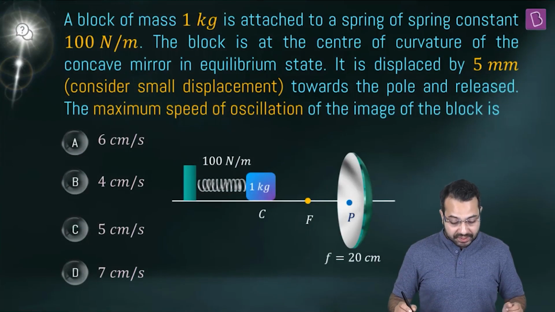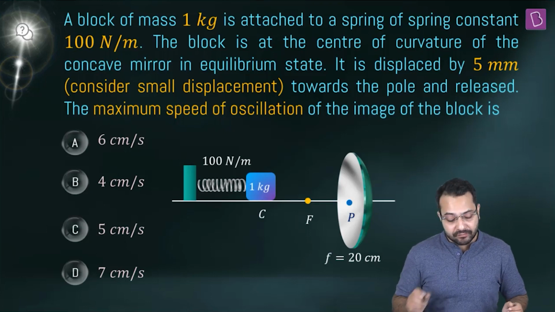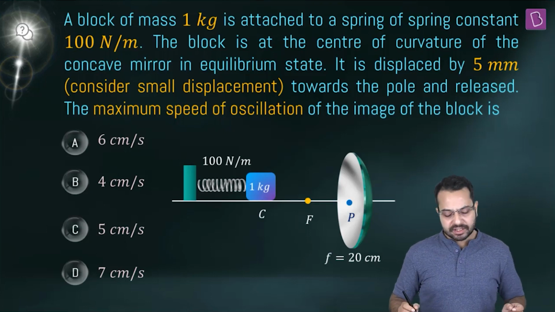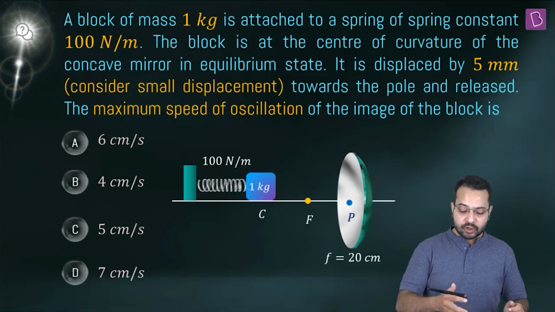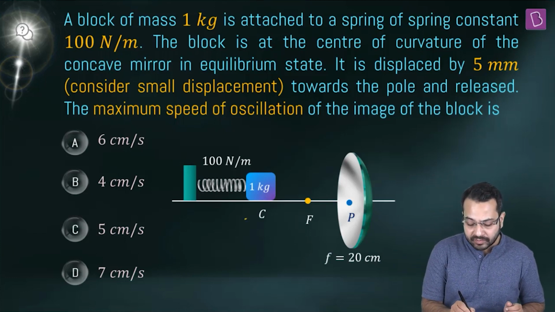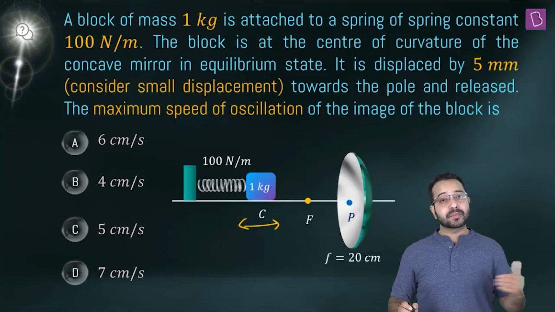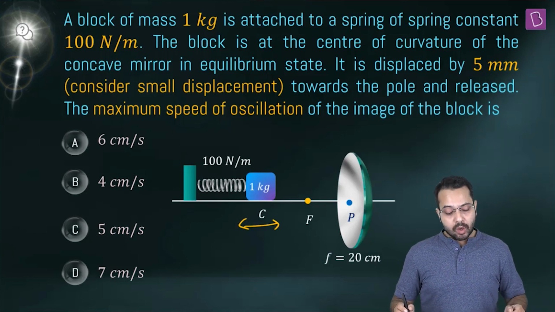A block of mass 1 kg is attached to a spring of spring constant 100 Newton per meter. The block is at the center of curvature of the concave mirror in equilibrium state. It is displaced by 5 millimeter, very important, consider this to be small displacement, towards the pole and released. The maximum speed of oscillation of the image of the block is, okay, so here is a spring mass system. The mass is oscillating along the principal axis, that is longitudinally, with a small amplitude of 5 millimeter.